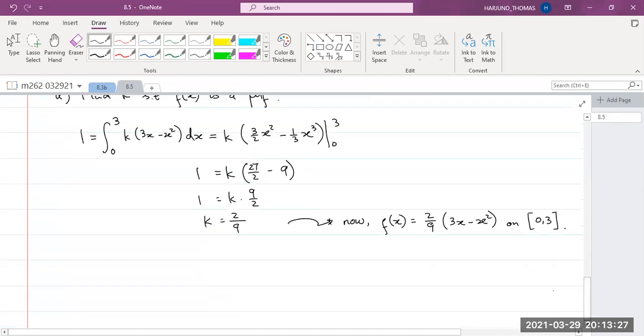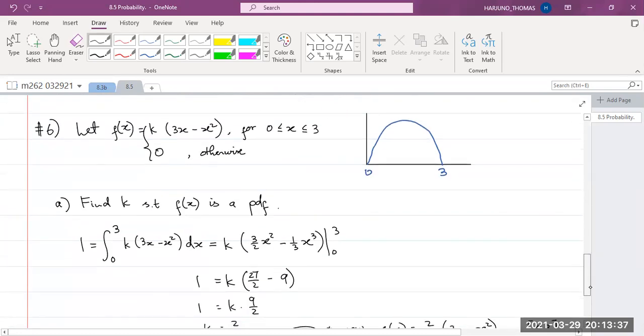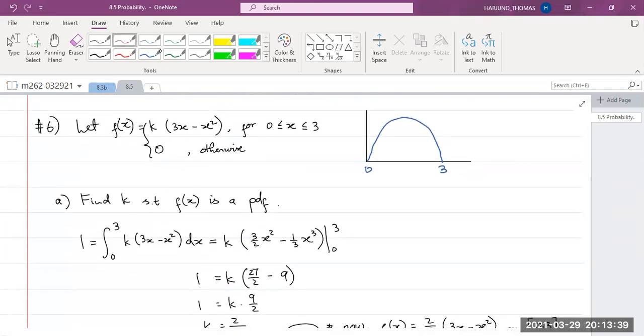Then part B, find the probability that x is greater than 1. Greater than 1 means if you have x equals 1 here, now you need to find the area under the curve for x greater than 1. Now, of course, from this picture we see, we just need to integrate from 1 to 3.